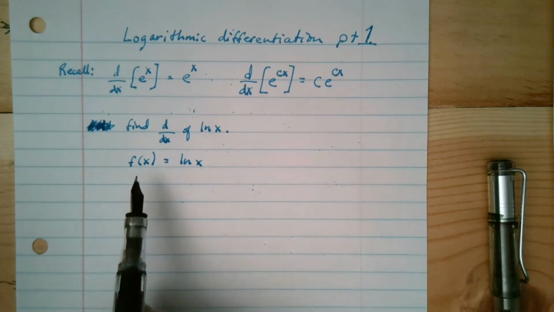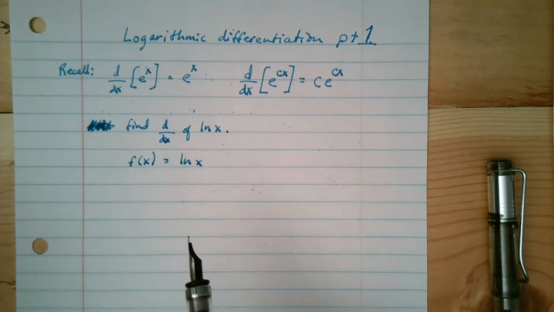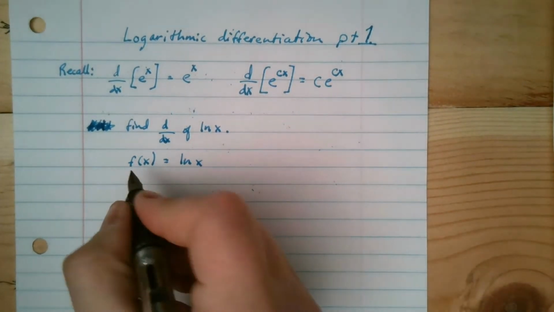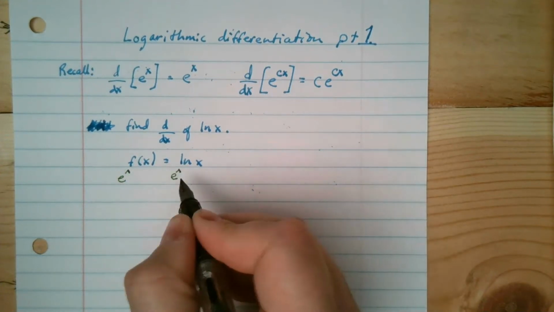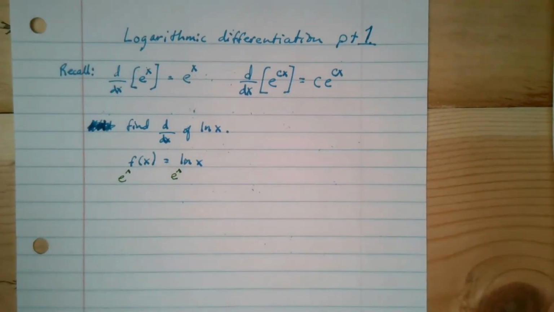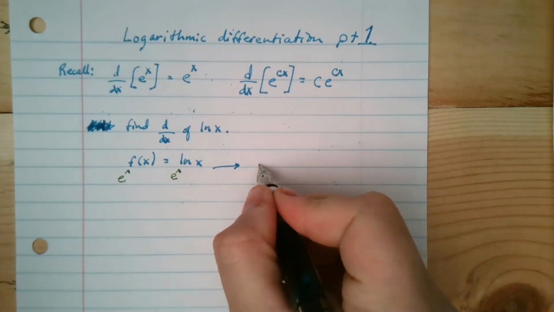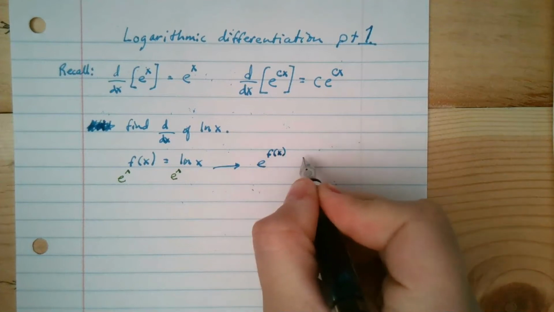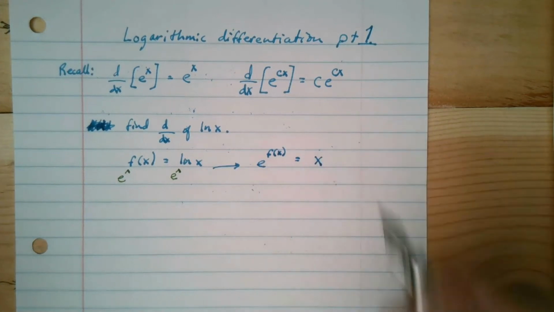Now, instead of taking the derivative of this, well, I don't know this derivative. That wouldn't help me. Instead, I am actually going to rewrite this as an exponential function. So I'm going to take both sides and say e raised to the f of x power and e raised to the natural log of x power. Now, e and natural log are inverses, and so here's what happens. I get e to the f of x power equals, and e to the natural log of x is just x.